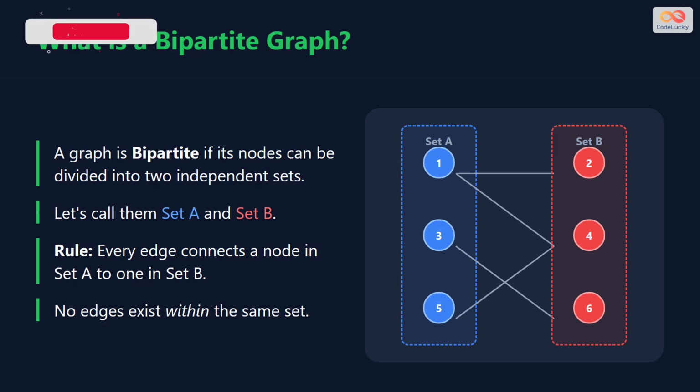This specific structure is called a bipartite graph. A graph is bipartite if its nodes can be divided into two independent sets, Set A and Set B. The golden rule is that every edge must connect a node in set A to a node in set B. No edge can connect two nodes within the same set. If we can achieve this arrangement for our dislike graph, we have solved the problem.